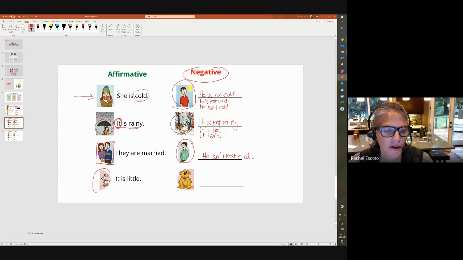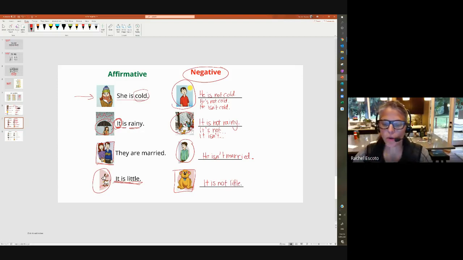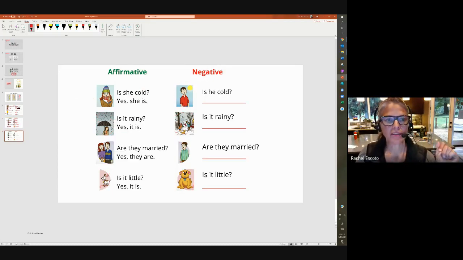This one right here, affirmative, it is little. How about this guy? It is not little. Or we could say it isn't little or it's not little. Good. So this is how we take an affirmative statement and we look at another picture and we make a negative statement. All right, and let's do one more.